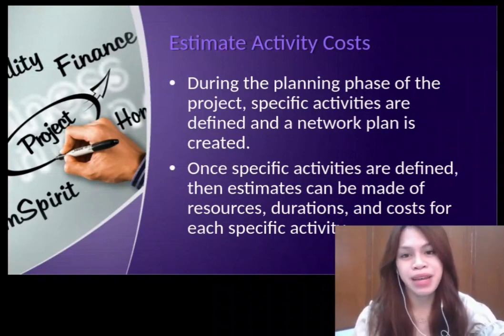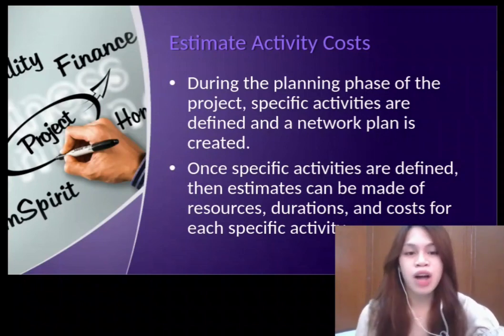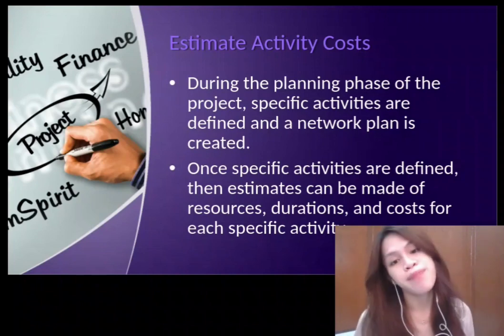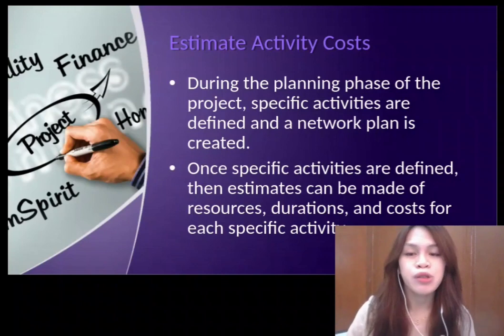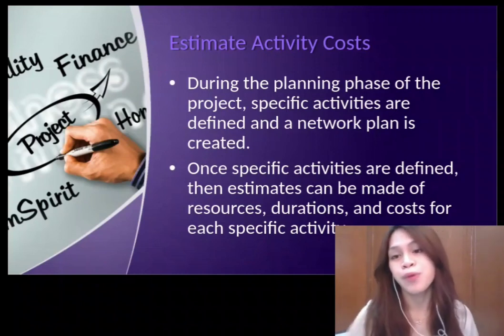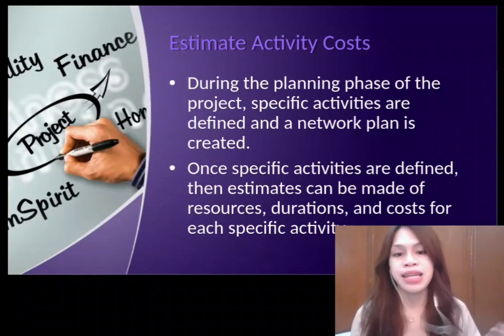So here, during the planning phase of the project, specific activities are defined and a network plan is created. Once specific activities are defined, then estimates can be made of resources, durations, and cost for each specific activity. Basically, estimating activity cost helps project managers to determine not only the financial capacity, but also the resources required to complete a project successfully. It helps them to develop realistic budgets, plan and control the project, make informed decisions, and most importantly, communicate effectively with the stakeholders.